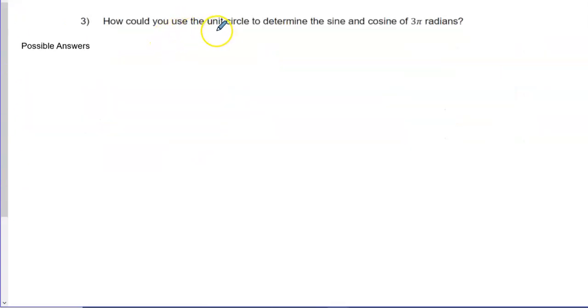How could you use the unit circle to determine the sine and cosine of 3 pi radians? I want you to pause the video and try your hand at it, and we will come out with the answer together.